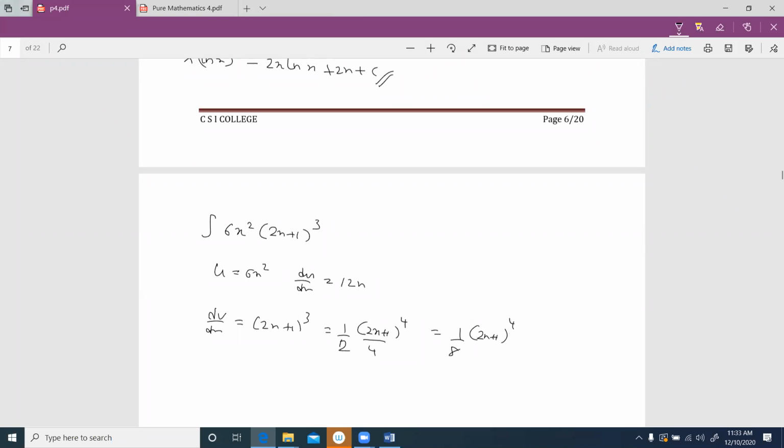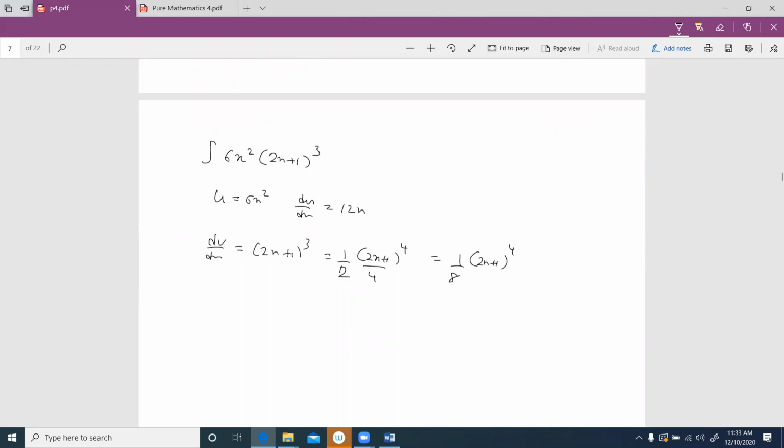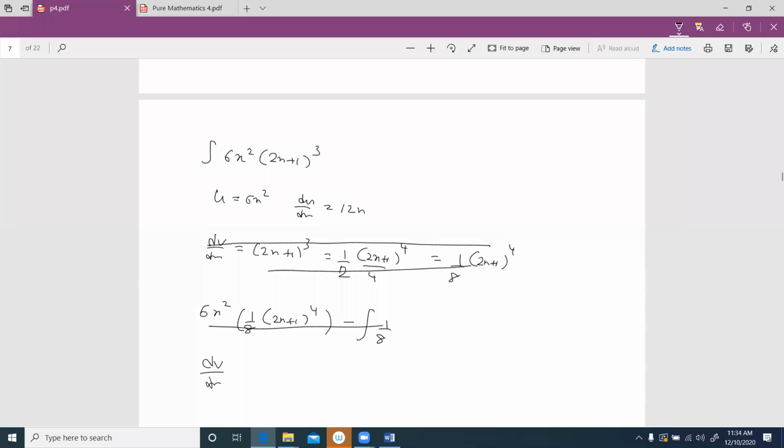Then you can write the answer uv. U is 6x squared, v is 1 over 8 (2x plus 1) to the power 4, minus the integration of v. Sorry, I think I made a mistake over here. This is wrong. So we consider dv by dx as equal to (2x plus 1) to the power 3. Ah, yeah, no, that's correct.